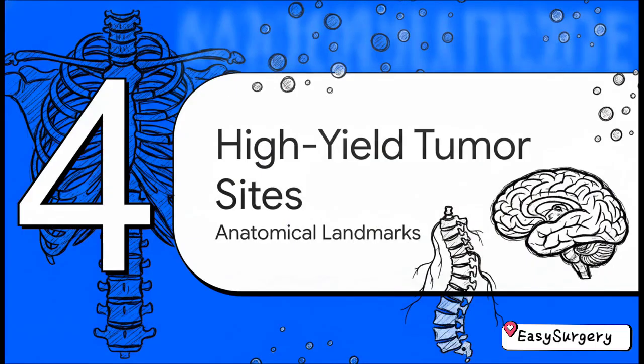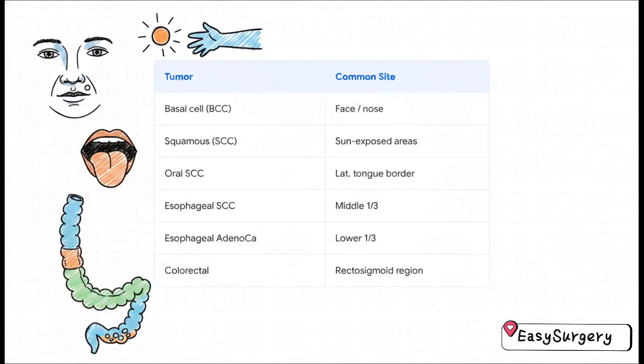Section 4, high-yield tumor sites. Location is everything, right? It often just gives away the diagnosis entirely. Basal cell carcinoma loves the face, specifically targeting the nose and the nasolabial fold. Squamous cell carcinoma of the skin prefers sun-exposed areas. Inside the mouth, oral SCC classically sits right on the lateral border of the tongue. In the GI tract, esophageal SCC prefers the middle third, whereas esophageal adenocarcinoma hits the lower third. Finally, colorectal carcinomas very frequently cluster down in the rectosigmoid region.